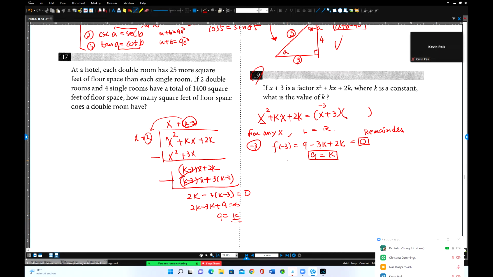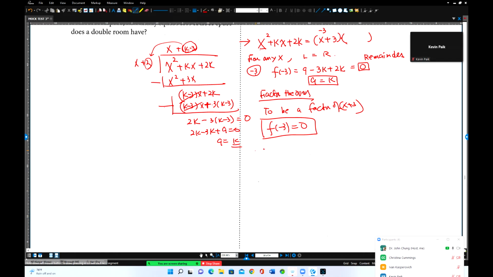It's the same thing. But if you know the factor theorem, that's easy, okay? To be a factor of this one, f of 3 must always be equal to 0, okay? That's the rule. This is the factor theorem. Better memorize the factor theorem, okay? And also the remainder theorem too. Okay?